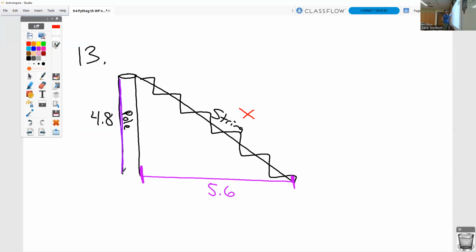You're looking how long the string is, all right? So if you ever drove by like a car dealership or something, that string of flags, that's what they're talking about right here. So you have your right triangle right here. This could be your A side, this could be your B side, and your string is your C side.